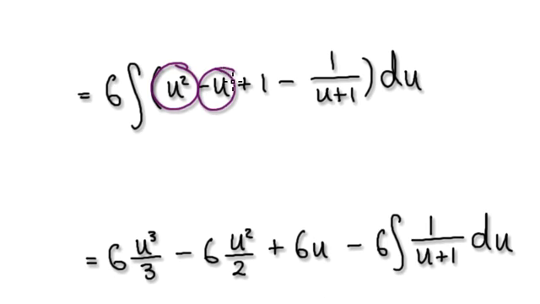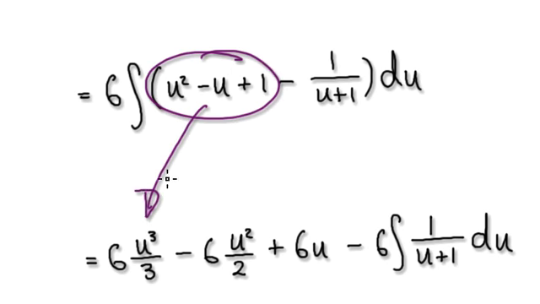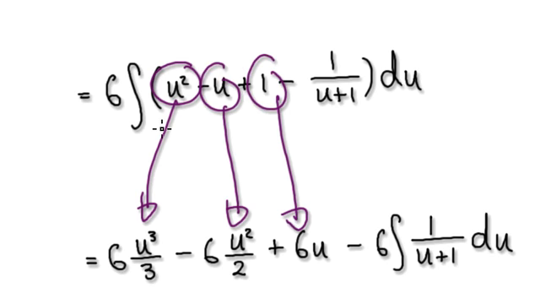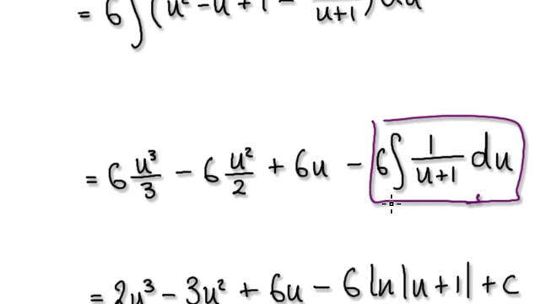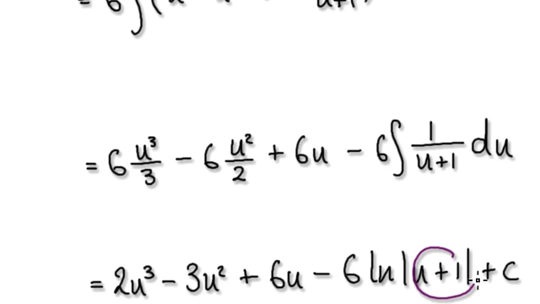This is just a constant. From here, these three are easy to integrate. So integrate this part, it will give you this. Integrate this, it will give you this. Integrate this, it will give you this because of this 6 here. And then now it's just a matter of integrating this. So integrating that would give you the absolute value of u plus 1. So the absolute value of this.